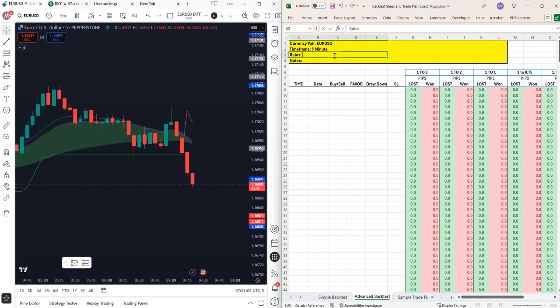Let's do the ATR is green for a buy, and the cloud needs to be green, and opposite for a sell. For a sell, the ATR needs to be red, and the cloud needs to be red.